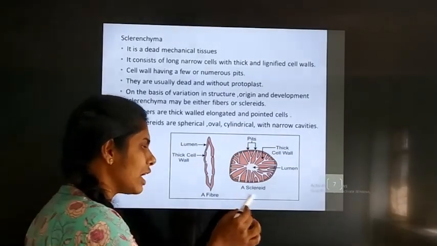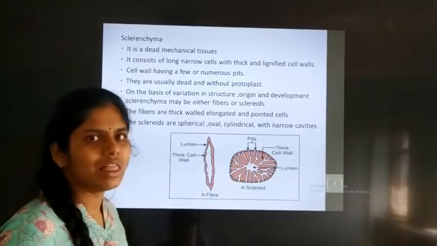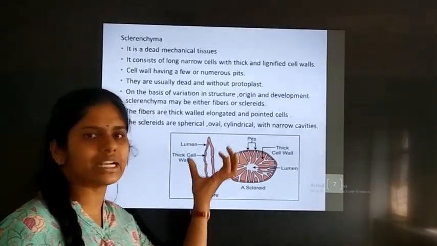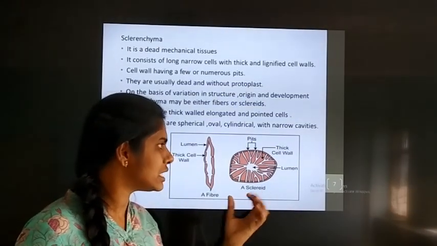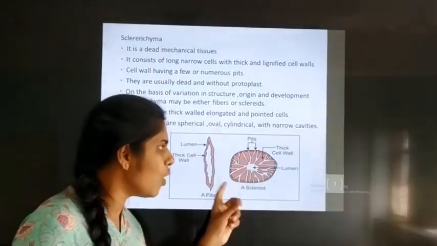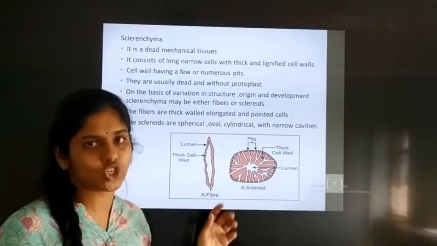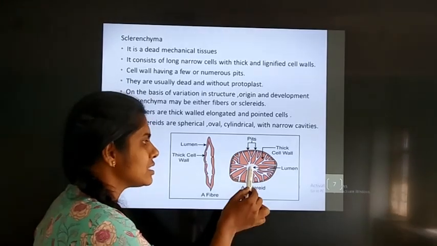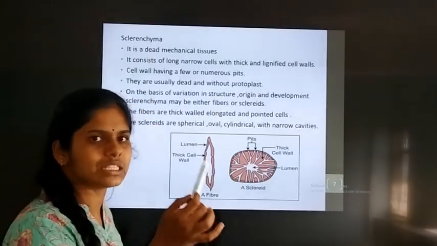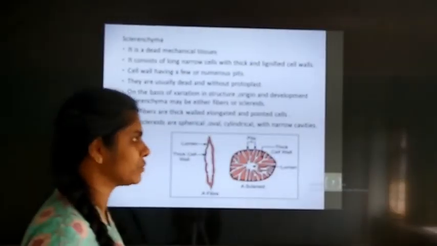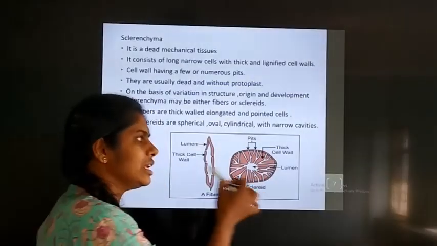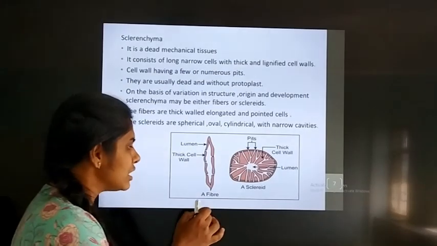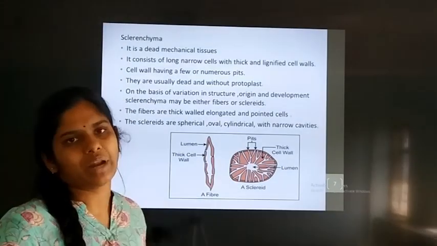And another type of sclerenchyma is called a sclereid. Fiber is elongated in structure, whereas sclereids are spherical, oval or round in shape. Even in sclereids there is an absence of protoplasm. It creates an empty space that is called a lumen. But in sclereids the pits are branched, but in a fiber the pits are unbranched.